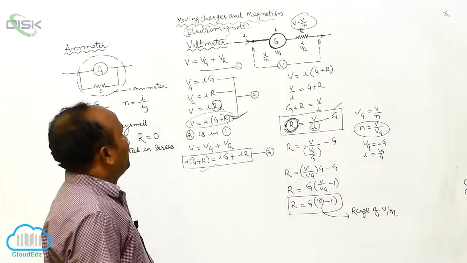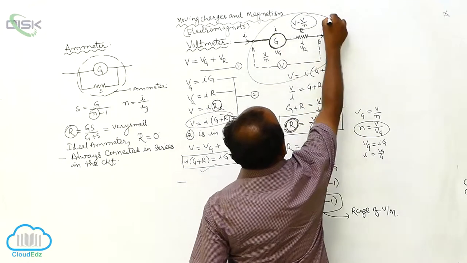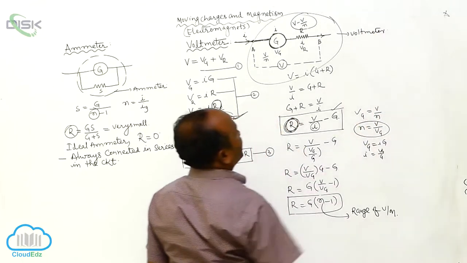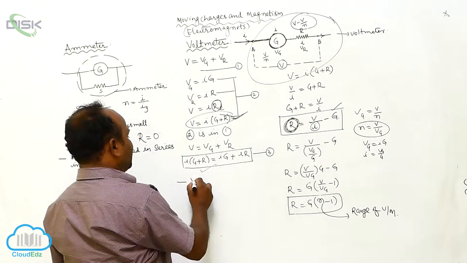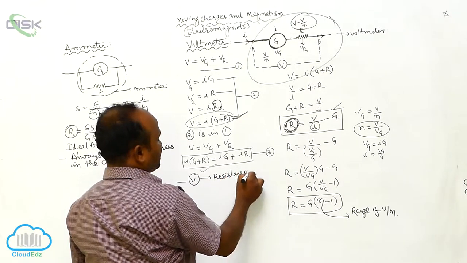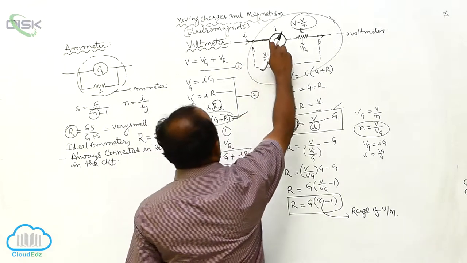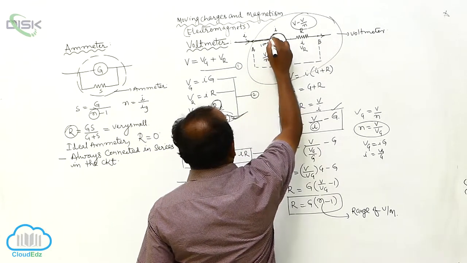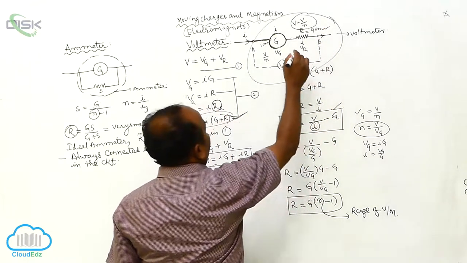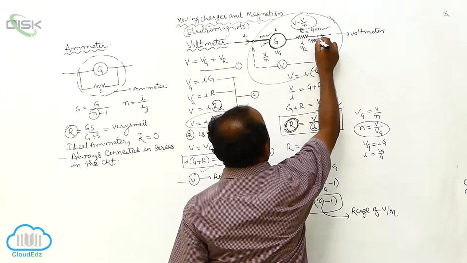Next one. Galvanometer plus resistance, combinedly known as a voltmeter. Generally, voltmeter resistance is maximum. Let us consider the galvanometer resistance is 1000. Now, this resistance is to be connected, nearly 9000. If our galvanometer resistance is 1000, this resistance is to be connected, 99,000.